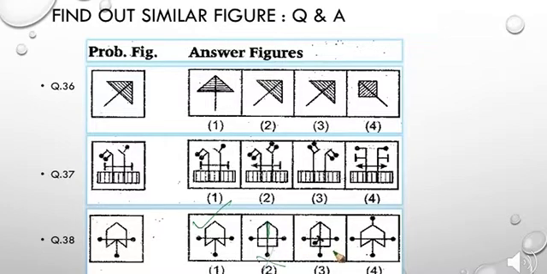Let's check option 3. In option 3, inside this diagram, this shape is not available in the problem figure. This cannot be the answer. When we go to the next option, we see that this portion has been added extra. It is not available in the problem figure, so this cannot be the answer. So the confirmed answer for question number 38 is 1.